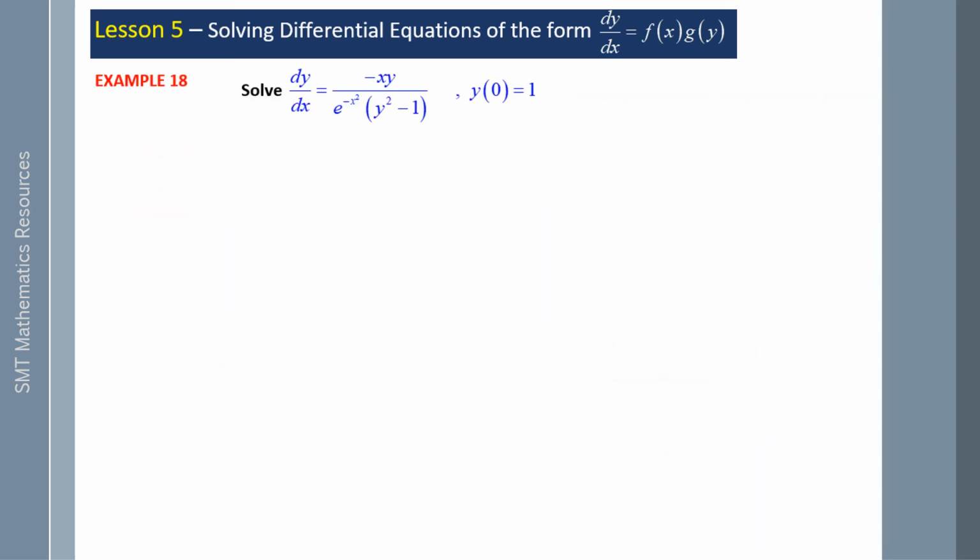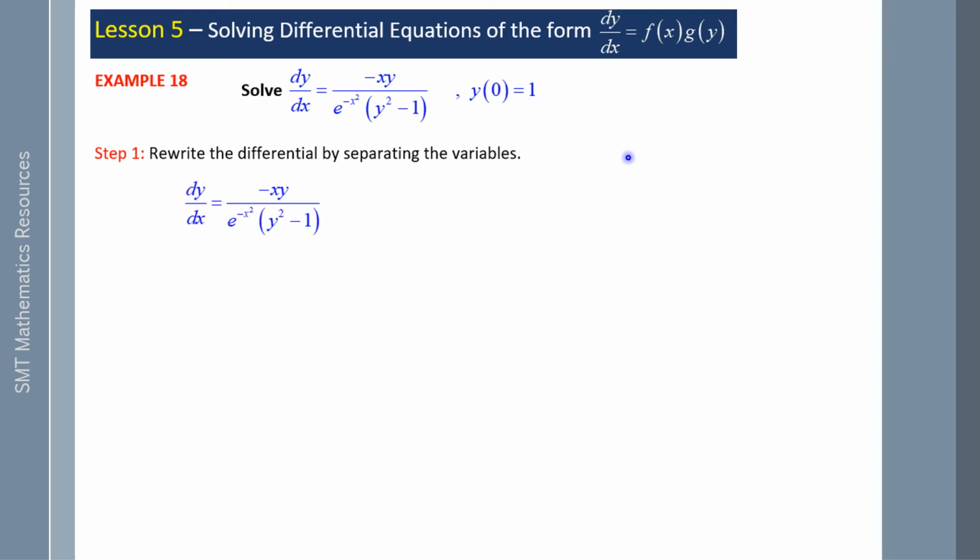Example 18. Solve the following differential equation where the initial conditions are x equals 0, y equals 1. So step 1 is to rewrite the differential by separating the variables. In this first case, we've just rewritten the differential. If we now rewrite this by multiplying both sides by e to the negative x squared, y squared take 1, I've now got that with my dy. I've then still got this negative xy, but I've brought the dx over.